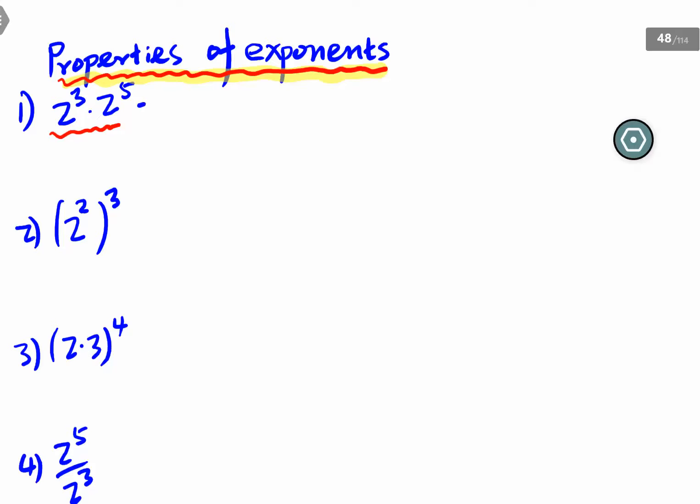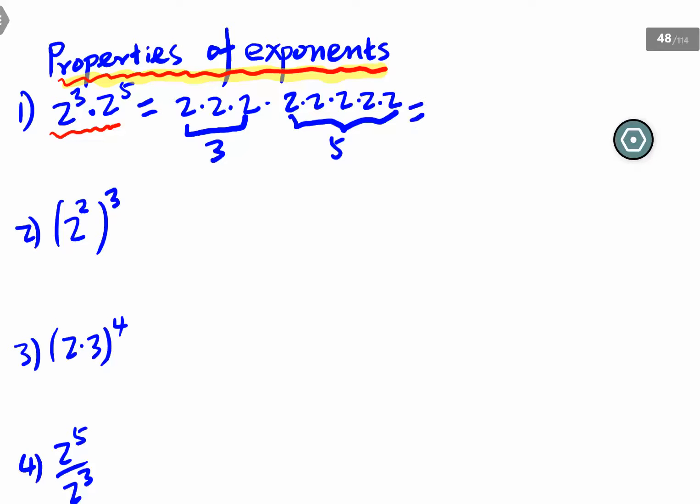The first one is 2 cubed times 2 to the 5th. 2 cubed is 2 times 2 times 2, 3 times. That's 2 cubed. 2 to the 5th is 2 times 2 times 2 times 2 times 2, 5 times. Now, together is how many times? Together is 2 to the 8th.